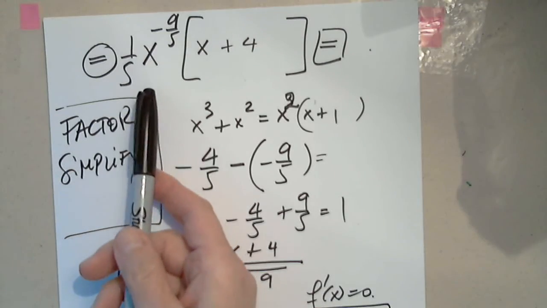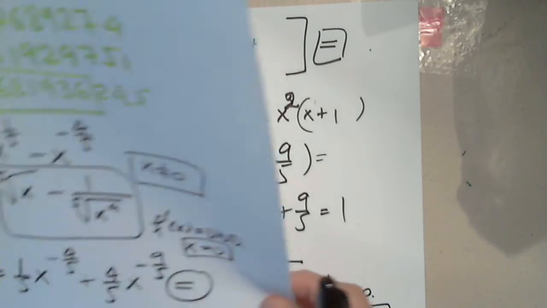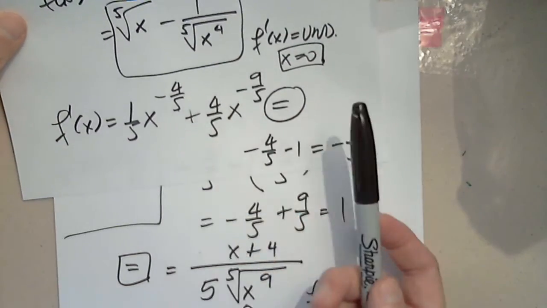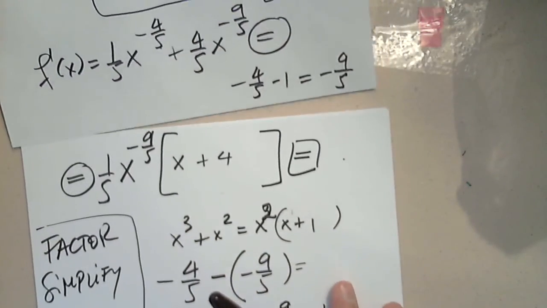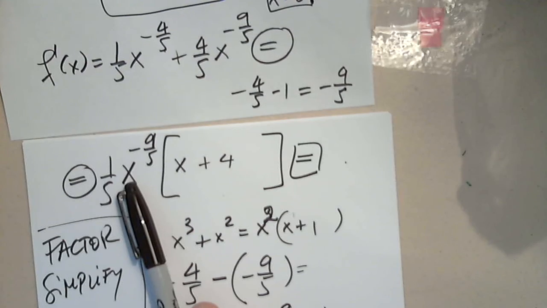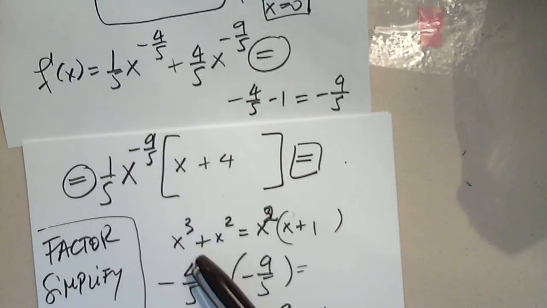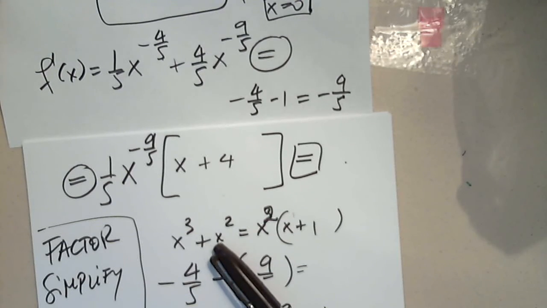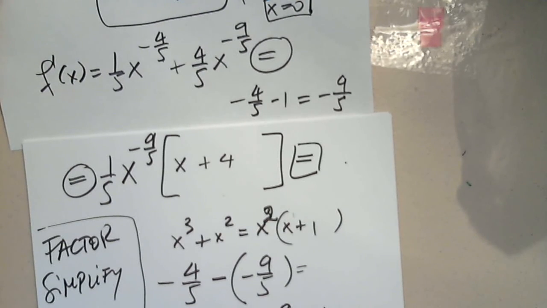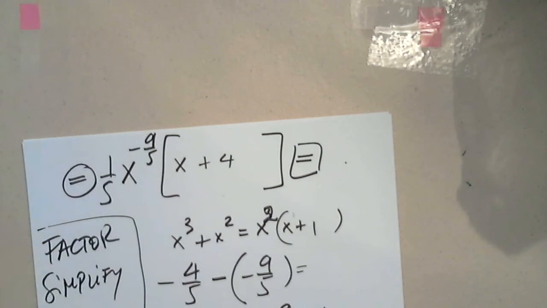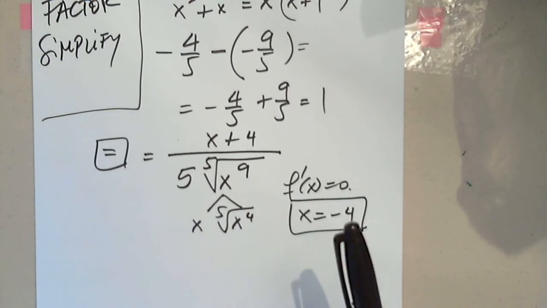Without factoring, I would have had difficulties here, potentially, right? Because I see negative exponents, ugh. But if I factor out the greatest common factor, which must be x to the smallest of the two powers, then all I have left is just x plus 4. And that's how I get the solution, the only critical number, x equals negative 4.